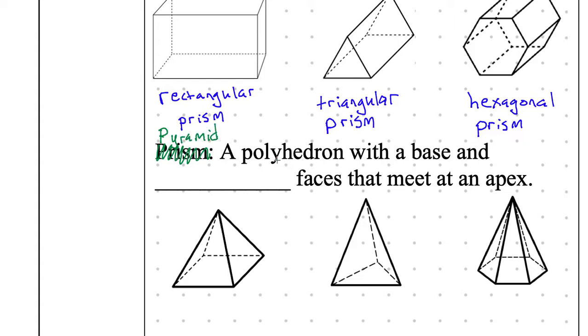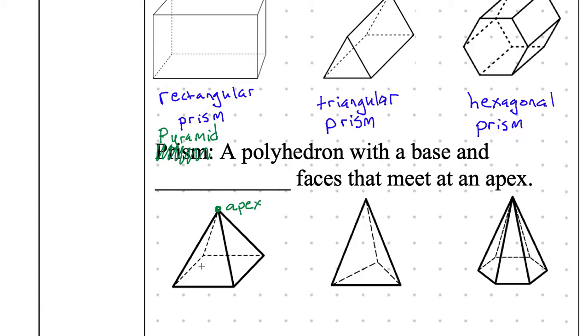So a pyramid is a polyhedron. Again, if you don't like the word polyhedron, think of a 3D shape with a base and faces that meet at an apex. I'm going to call this thing right here the apex. You can just think of it as a point. It's the point where all of these faces meet up.